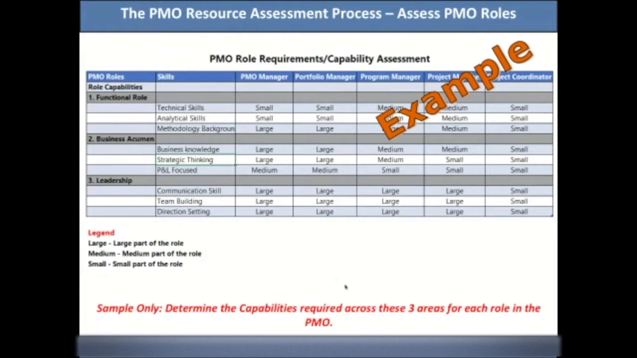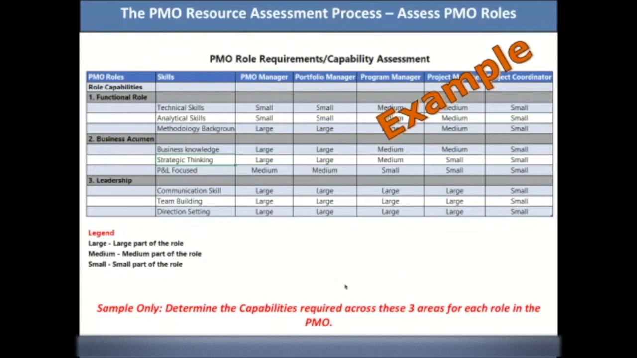Then in the intersection cell, you're going to say, for a PMO manager, do they need to have a lot of technical skills? Is that a small part of the role, a large part of the role, a medium part of the role? Basically you fill in this spreadsheet or table for your various roles. So PMO manager, portfolio, program coordinators, whatever roles you have. You may have tools people, you may have process people, whatever your organization is built up of, you create a column for them and then you go through.